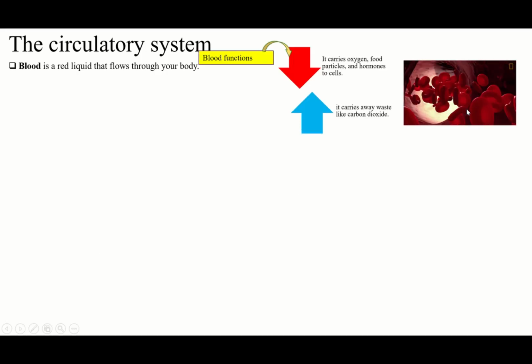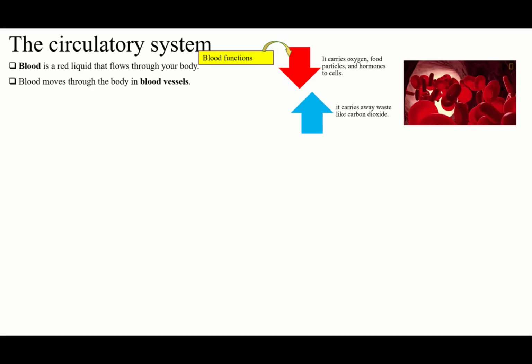And let's see, we have mentioned the heart right now. We finish it. Now let's go for the other two parts. One is blood. Blood is one of the main parts of the circulatory system. Blood is a red liquid that flows through your body. So that is the definition of blood. But what are the jobs of this blood? Why is it important? So here this is the blood, as you see, and here are the functions. It carries oxygen, food particles, and hormones to the cells. Is that the only job? No.